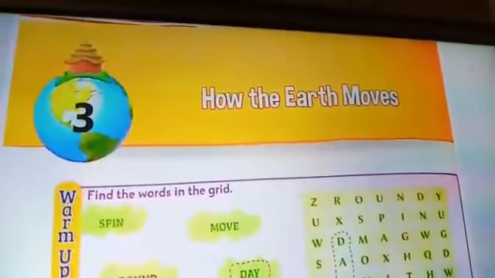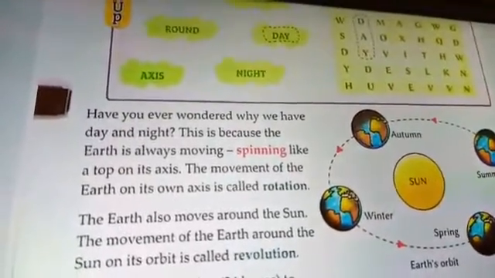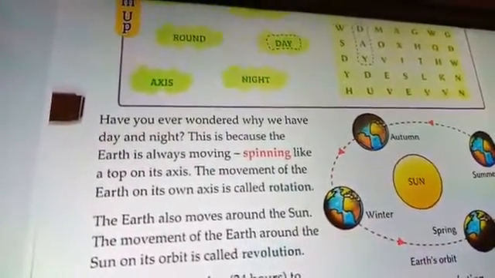Good morning, students. Today we are going to study how our earth moves. Students, have you ever wondered why we have day and night? This is because our earth is moving.